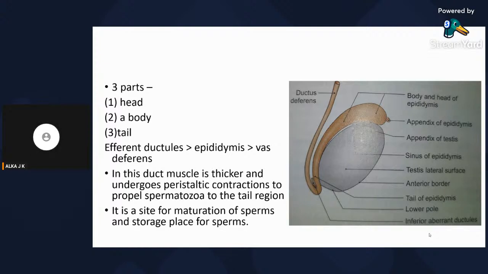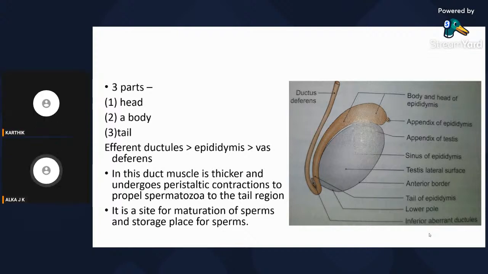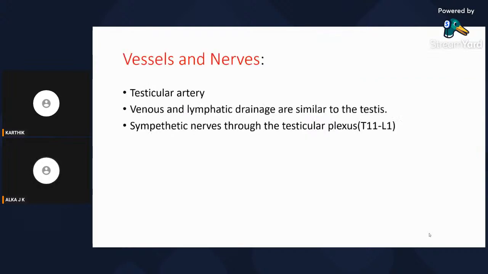Efferent ductules, which are coming from the testes, enter the epididymis, and they form the head of the epididymis. In this duct, the muscle is thicker and undergoes peristaltic contractions to propel the spermatozoa to the tail region. It is a site of maturation of sperms and a storage place of the sperm.